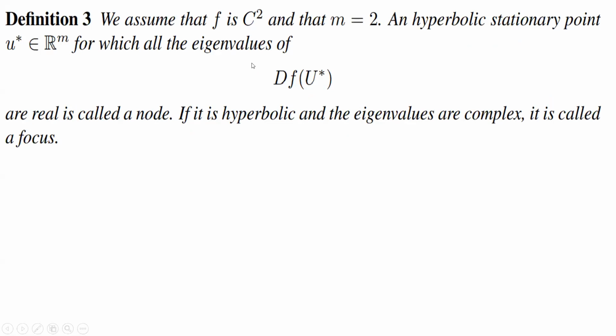So now, if all the eigenvalues are real, it's called the node. And if the eigenvalues are complex with non-zero real part, it's called a focus.